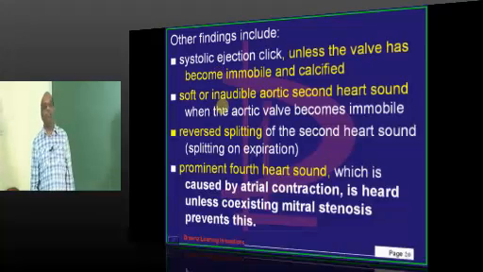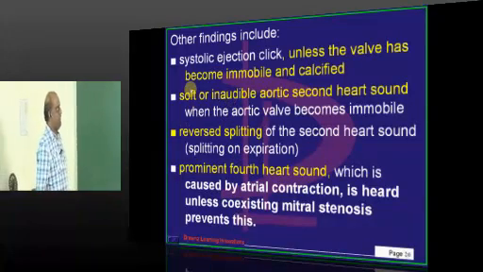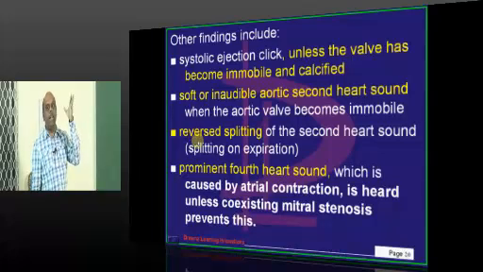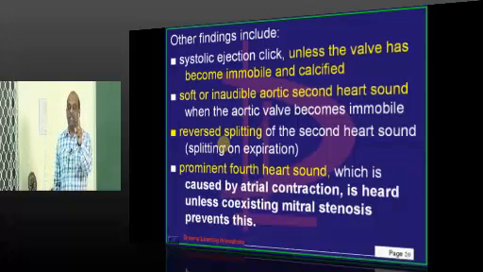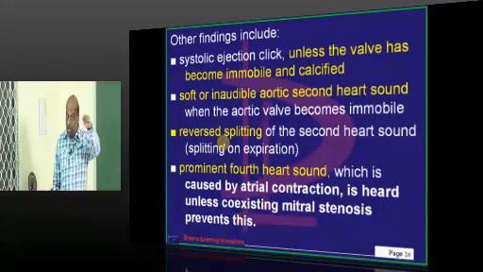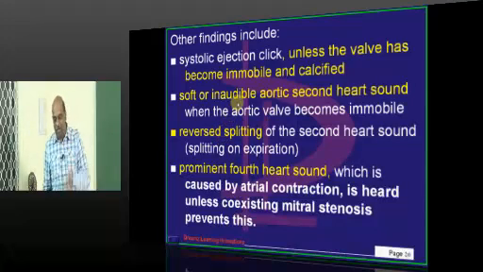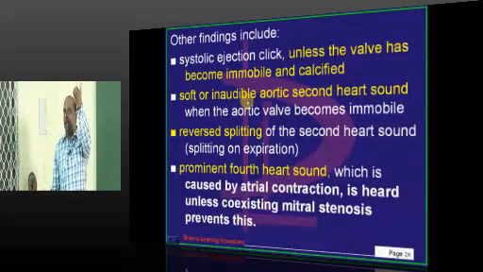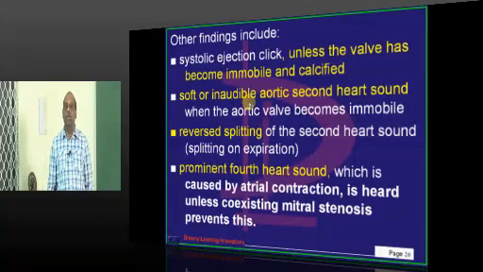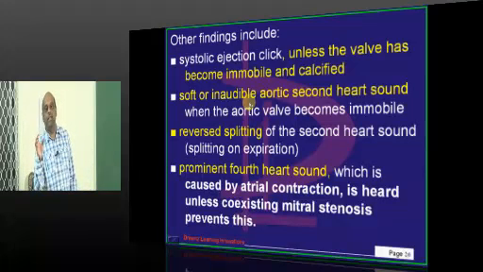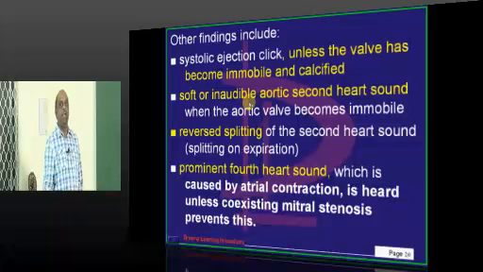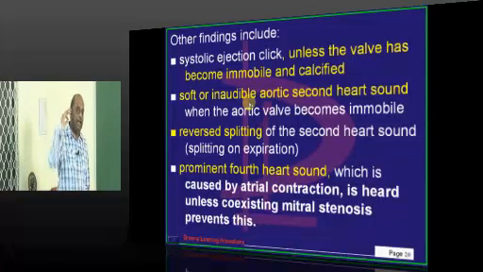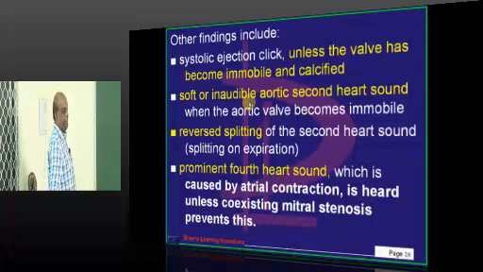Now what are the other important findings in aortic stenosis? There is a systolic ejection click due to the aortic stenosis. But remember, a click is heard only in valvular stenosis. Any subvalvular stenosis or supravalvular obstruction will not lead to a click. Only when the valve has undergone stenosis, and it is a valvular stenosis, then only is a click heard. So click is the cardinal auscultatory finding of only the valvular obstruction, is what you have to basically remember.